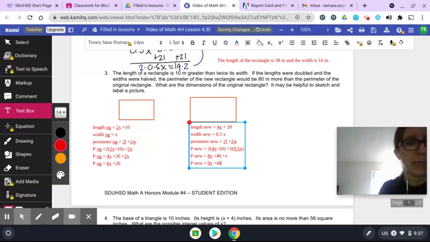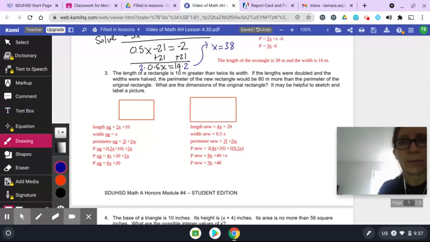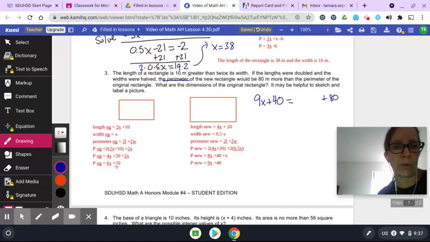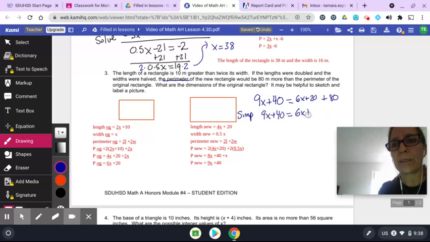Okay, but now I'm ready for my equation. It starts right here. That's my equation. The perimeter of the new rectangle, 9x plus 40. Thank God that I cleaned that up before I put it into my equation, otherwise it'd be gross. Same as, equals 80 more than, I gotta add 80 at the end. My perimeter of my original is 6x plus 20. Okay, I gotta simplify. 9x plus 40 equals 6x plus 100.